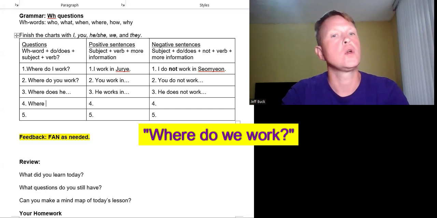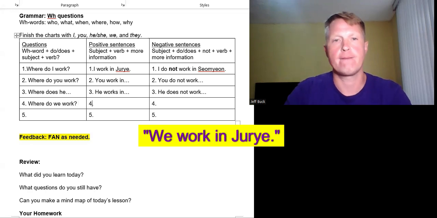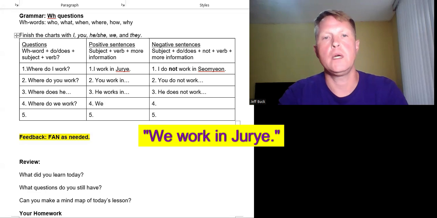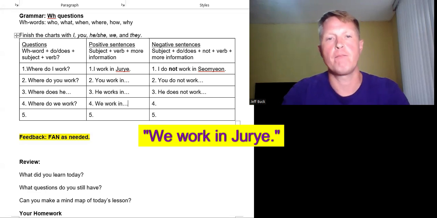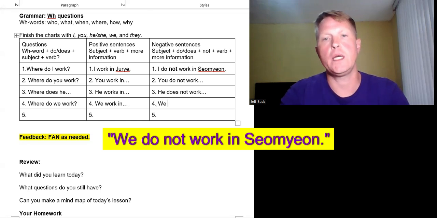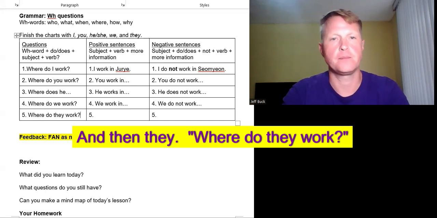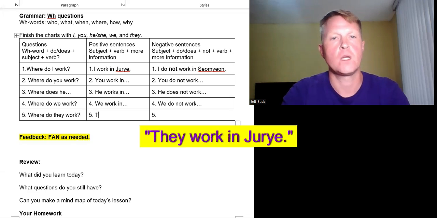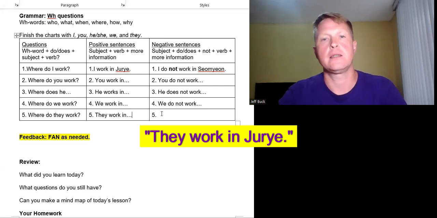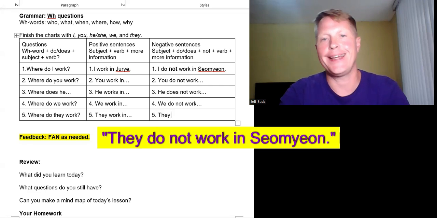Where do we work? We work in Jure. We do not work in Samya. And then they, where do they work? They work in Jure. They do not work in Samya.